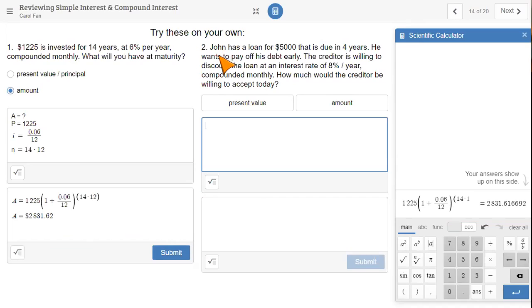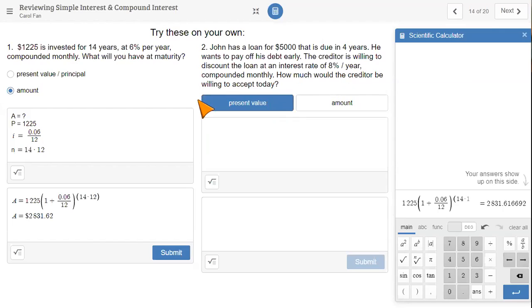Okay, second question. John has a loan for $5,000 that's due in 4 years. He wants to pay off his debt early. The creditor is willing to discount the loan at an interest rate of 8% per year compounded monthly. How much would the creditor be willing to accept today? So this is definitely a present value question because this is what he has to pay in 4 years. But they said if you pay it early, you don't have to pay so much because you wouldn't have to pay as much interest.